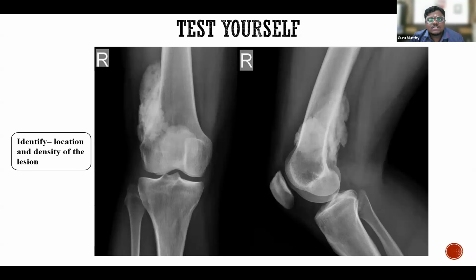So moving further, again we'll test ourselves to include whatever we have learned and reinforce it. In this X-ray, I would like you people to comment on the location of the lesion, where exactly is the location, and the density of the lesion. So take 20 seconds and try to comment where exactly is the lesion.